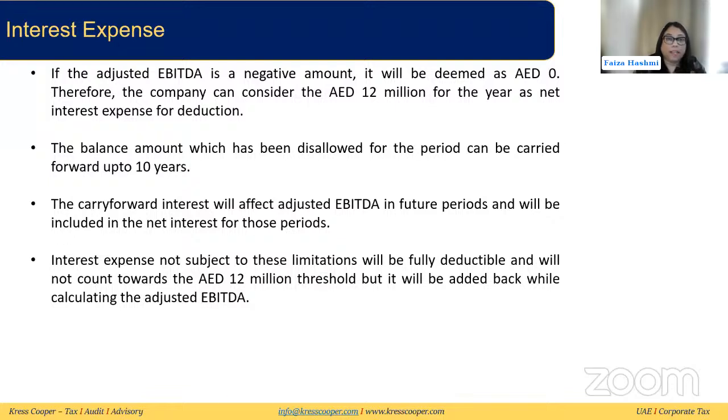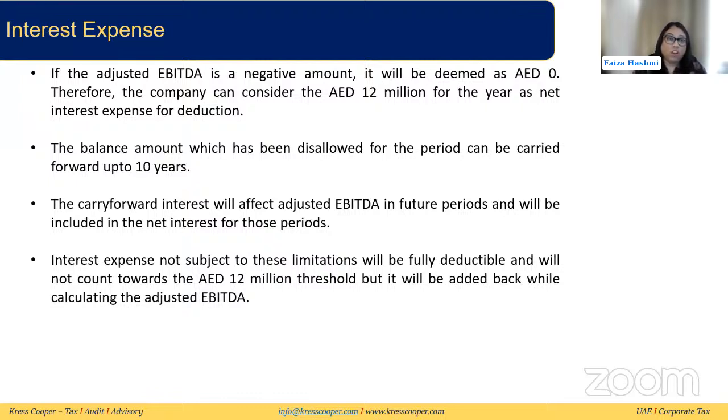Now, if this EBITDA comes out as a negative amount, then we will consider it as zero, and the threshold for the company in that case would be 12 million. So if the 30% of it is greater than 12 million, then we will be considering that.